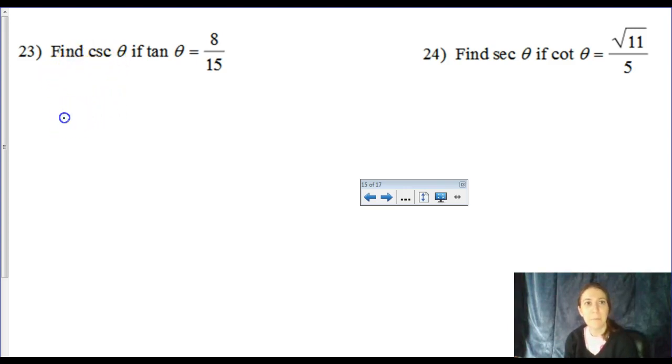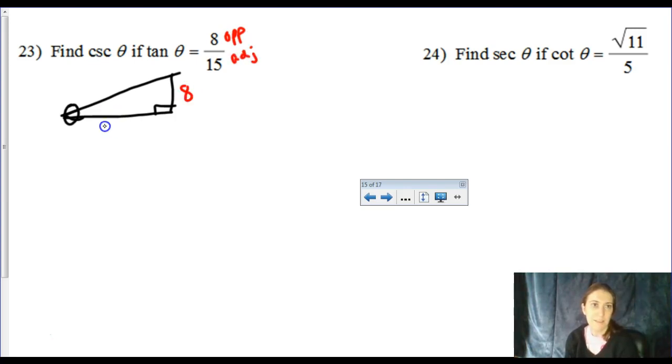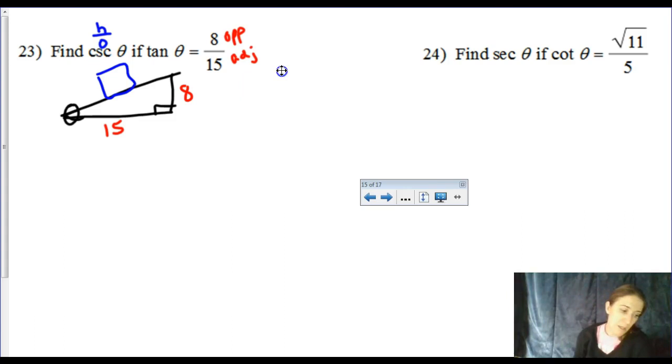So here, I like to draw myself a really boring right triangle. And then I'm a creature of habit, so I always put my angle of reference down in the corner. And then I fill out the clues they gave me. So the tangent ratio is 8 over 15, which means my opposite leg is 8. And my adjacent leg is 15. So they want cosecant, which is the reciprocal of sine, so it's hypotenuse over opposite. Well, I have the opposite, but I need to do a little work and find the hypotenuse here.